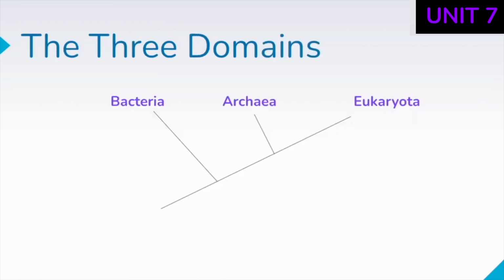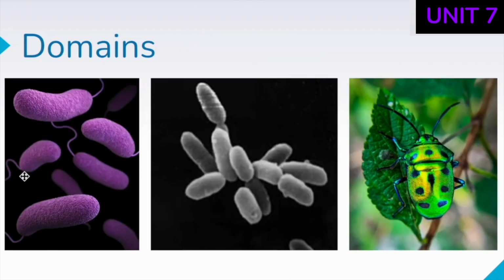Now, there's been many different classification systems over time. It used to be just two groups, plants and animals, and then it got a little bit more specific. In the past, there's been the kingdom structure. Now we organize all living things into three major domains: bacteria, archaea, and eukaryotic, or organisms with a nucleus. So let's talk about these domains a little bit more.